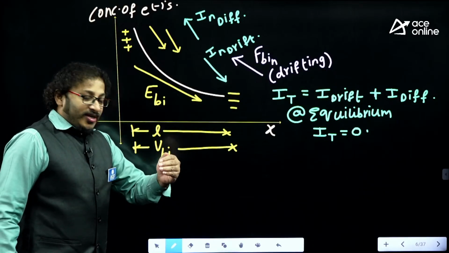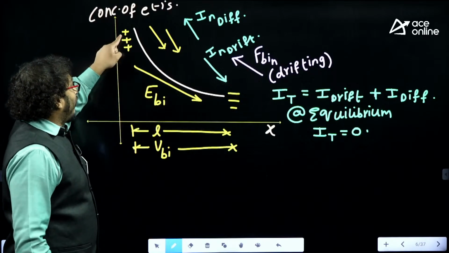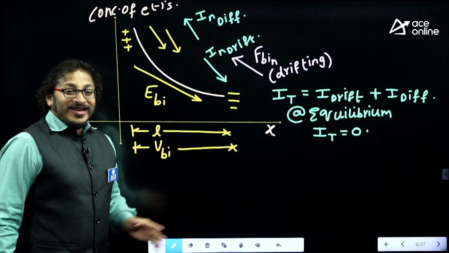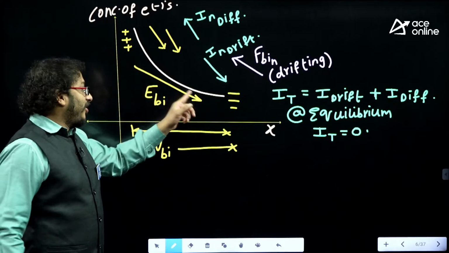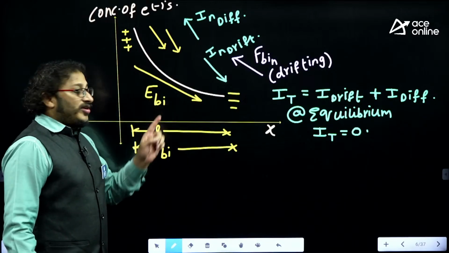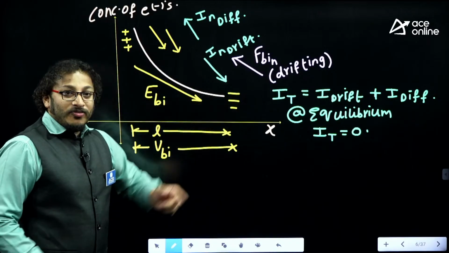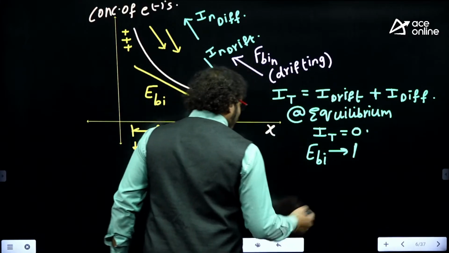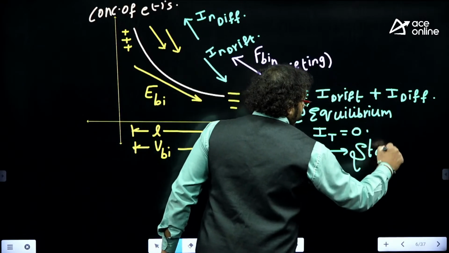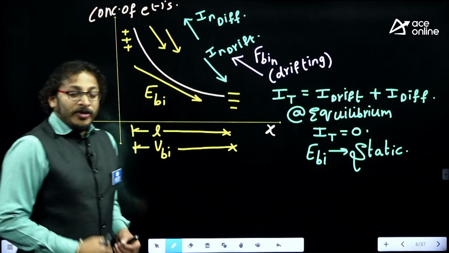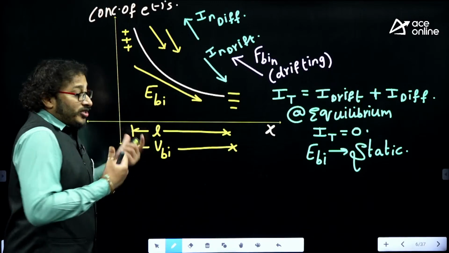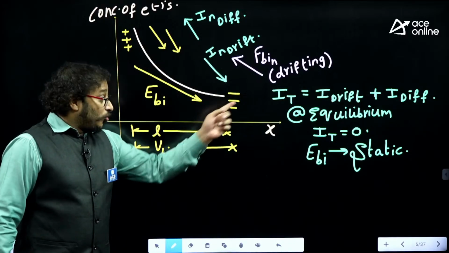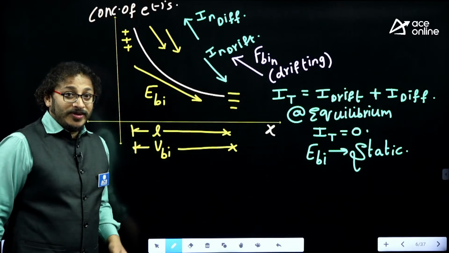Now tell me here, if there is no further diffusion of carriers, no further increase in positive ions, no further increase in negative ions, it indicates positive ions are becoming fixed. Negative ions are becoming fixed. Indicates the electric field is becoming fixed. That means at equilibrium, the built-in electric field is fixed. Instead of saying fixed, I can say static. Because there is no further increase in the electric field. So it is becoming what, dear students? Static. Static built-in electric field. No current, don't forget. It is absolutely under equilibrium.